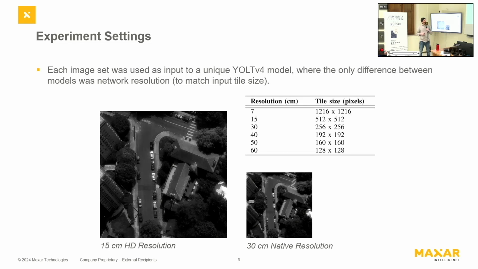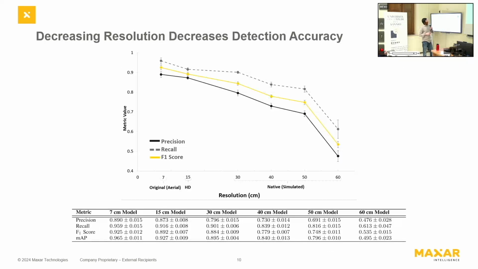We have pretty decent success with that. Anyway, we have this multi-resolution data. Some is native, simulated, some others HD. But bottom line, what you see here is that if you want to detect cars, don't use 60 centimeter because you're not going to be very successful. It is really, really hard to detect cars at 60 centimeter. You need to have at least like 50 or 30 if you can.